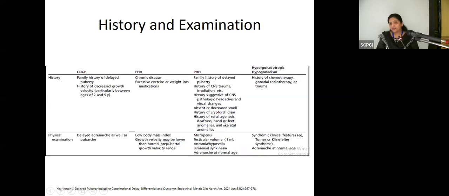well as micropenis. In physical examination, usually in PHH, we get testicular volume of less than or equal to 1 ml, bimanual synkinesia, and adrenarche, and usually the adrenarche is found at normal age in PHH and hypogonadotropic hypogonadism. In CDGP, there can be delayed adrenarche as well as puberty.